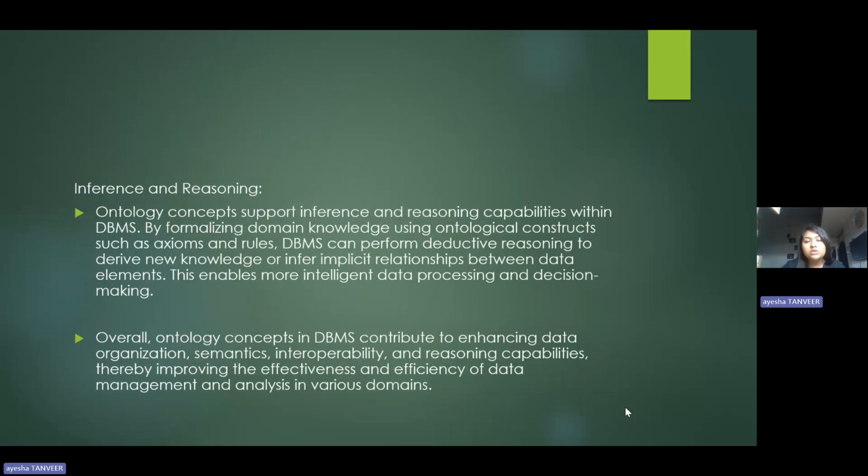Overall, ontology concepts in DBMS contribute to enhancing data organization, semantics, interoperability, and reasoning capabilities, thereby improving the effectiveness and efficiency of data management and analysis in various domains.